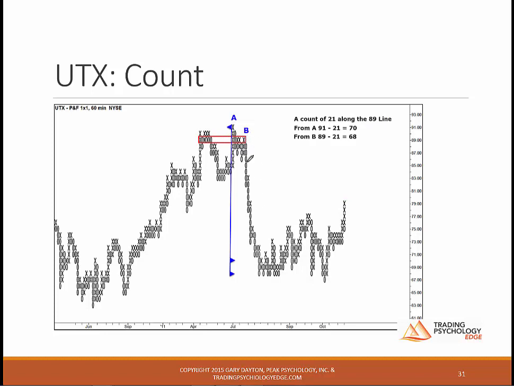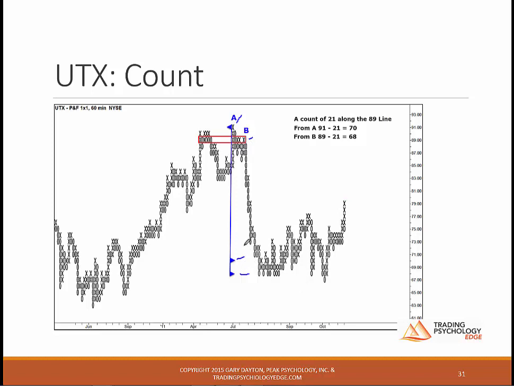And this is what Evans was talking about before. You can take the count conservatively from 91 here, A. So that would be 91 minus 21 would be 70, okay, which is here. And we can also do another count from the 89 line. So 89 minus 21 is 68. And you can see that the market falls right in the middle there.